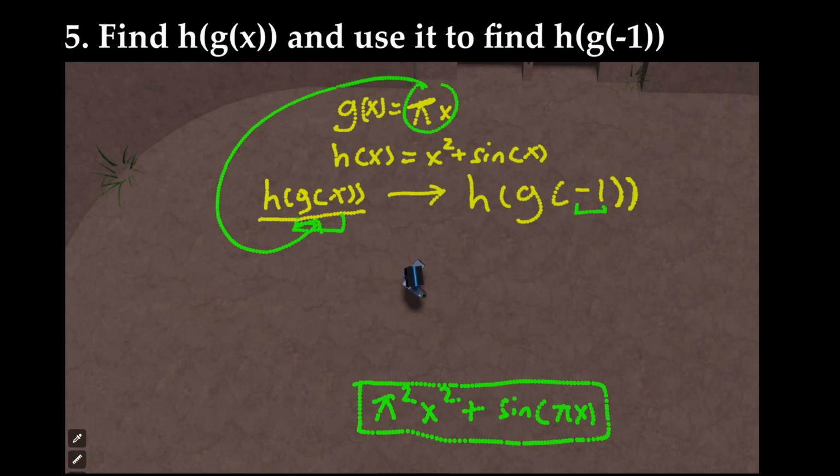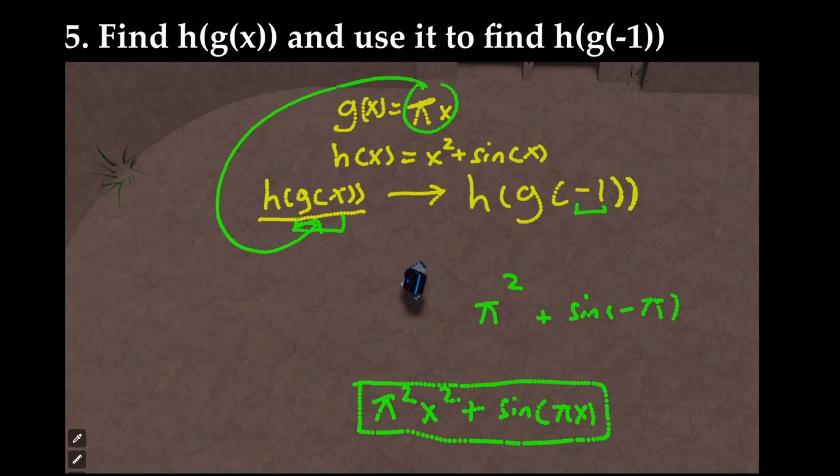So to do that, wherever you see an x in this function, just plug in minus 1. So we have pi squared times minus 1 squared plus sine of pi times minus 1. So let's evaluate this. Pi times minus 1 is just negative pi. And then minus 1 squared is just 1. And then pi squared times 1 is just pi squared. Because whenever you multiply something by 1, you get that something again. So you have pi squared.